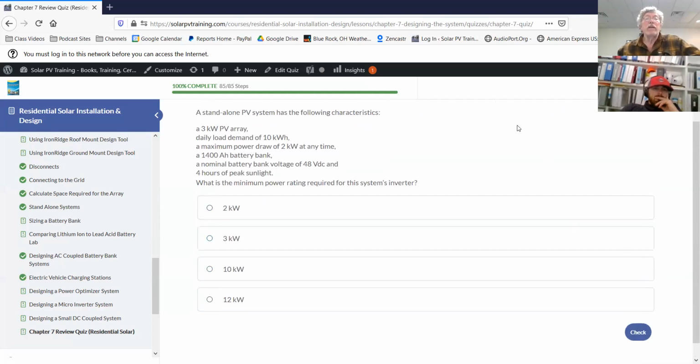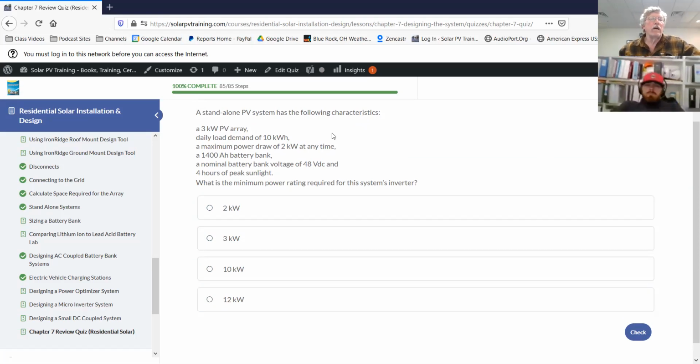Okay, a standalone PV system has the following characteristics: a 3 kW array, a daily load of 10 kilowatt hours, a maximum power draw of 2 kilowatts at any one time, 1400 amp hour battery bank, a nominal battery bank voltage of 48 volts, and 4 hours of peak sunlight. What is the minimum power rating for this system's inverter?